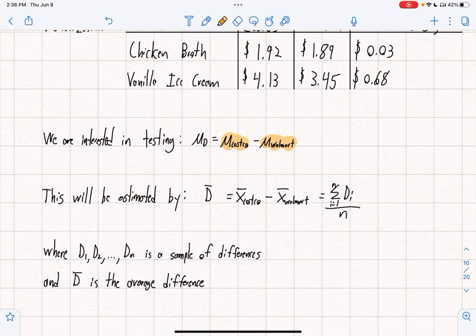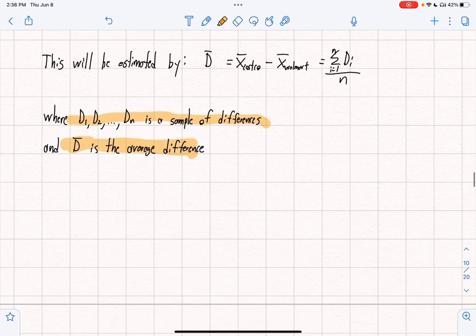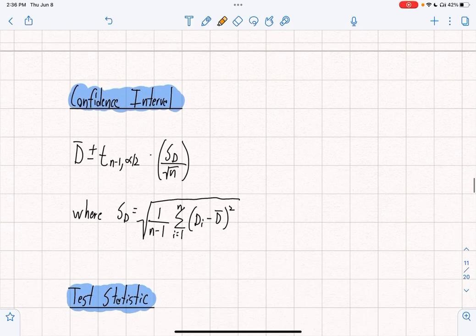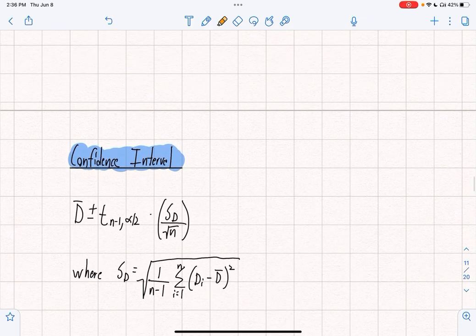So same thing, D1 to Dn are just the sample of differences, and D bar is the average difference. Okay, so doing this, we need to consider our confidence intervals. So it's going to be our average difference plus or minus t with n minus 1 degrees of freedom, alpha over 2, times the standard deviation divided by the square root of n.